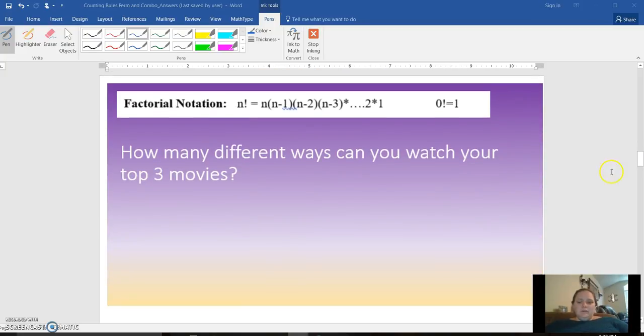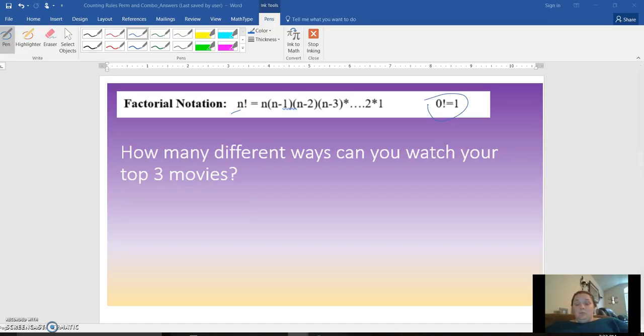All right, factorial notation just means you take that number, n, it's just a random number, and then you go n times 1 less than n, times 2 less than n, times 3 less than n, all the way until you get to 1. And it's important to remember that 0 factorial is equal to the number 1.